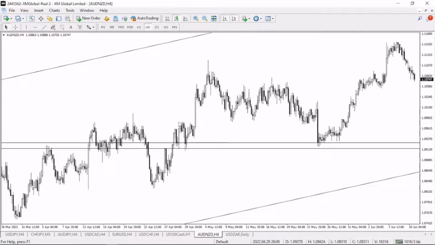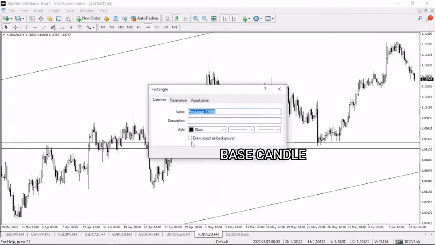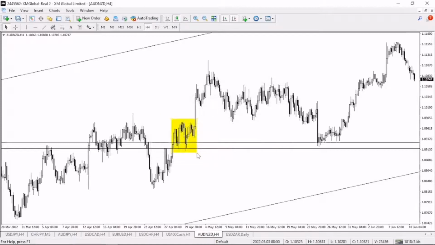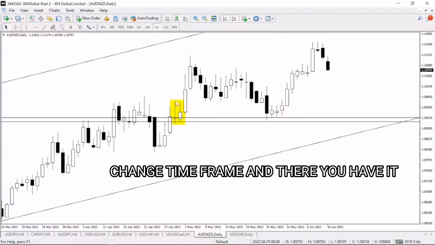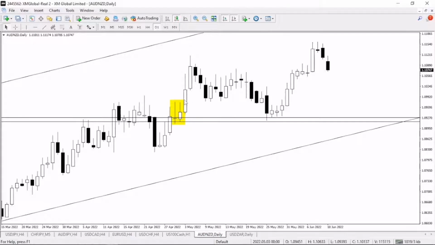So as you can see, we had an impulsive move, correction, and impulsive move again. So how do you spot these levels? When price continues from our base candle, it needs to shoot up, whether it be fundamentally or whatever the case is, so we can get our base candle.